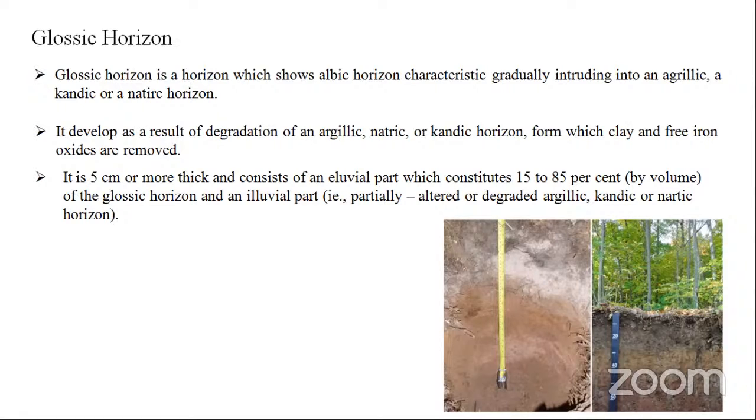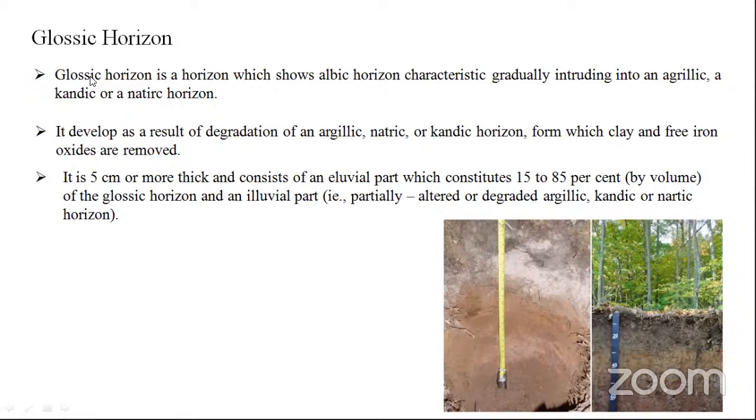What is the key point you have to remember here? In the glossic horizon, you have to remember that when the argillic, natric, and candic horizons are degraded, degraded means all the clay and oxides are washed out. Then you can see the result of this: the glossic horizon. Regarding the measurable soil properties, it is around 5 centimeters or more thick, consisting of an albic part, which consists of 15 to 80% by volume of the glossic horizon and the albic part also. These are the measurable soil properties.